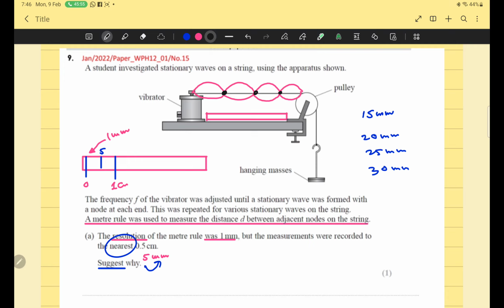But practically, when you are in the lab and you are making stationary waves, then this loop, sorry, then the node is not just a dot.